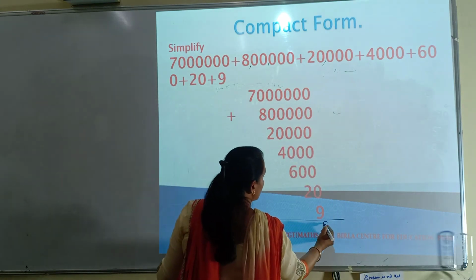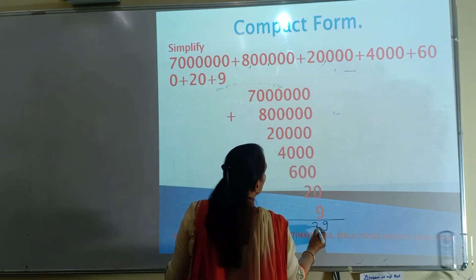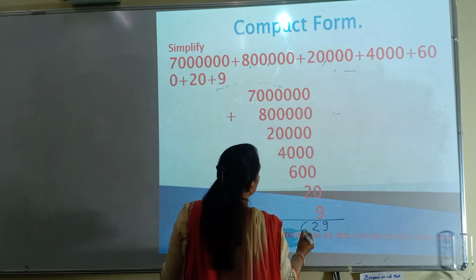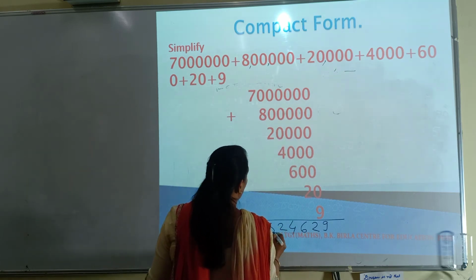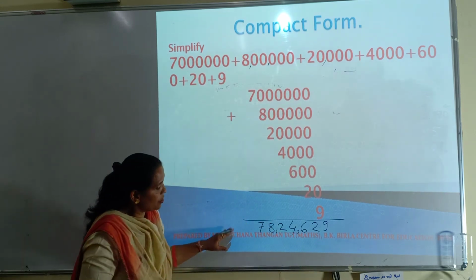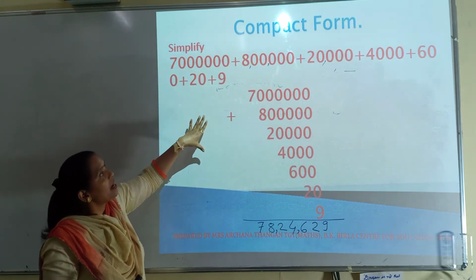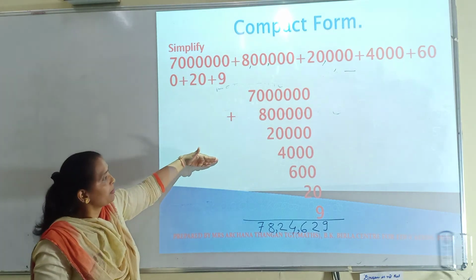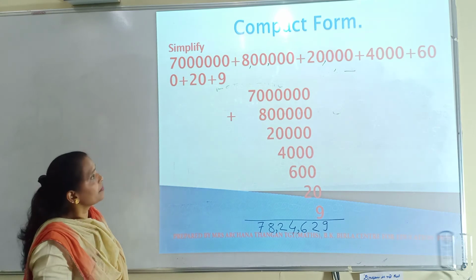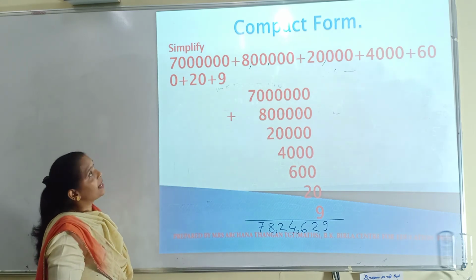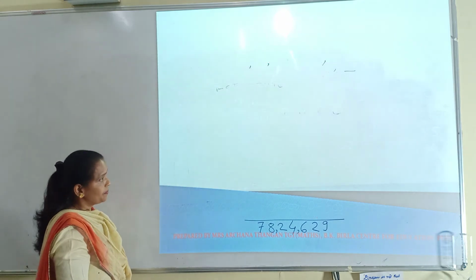0 plus 9 is 9. 0 plus 2 is 2. 0 plus 6 is 6. 0 plus 4 is 4. And then 2, 8 and 7. Same number we got in the previous slide. I showed this is how to write in a compact form, the shortcut method. You can add the numbers in a vertical way. This is also known as the short form of the number.